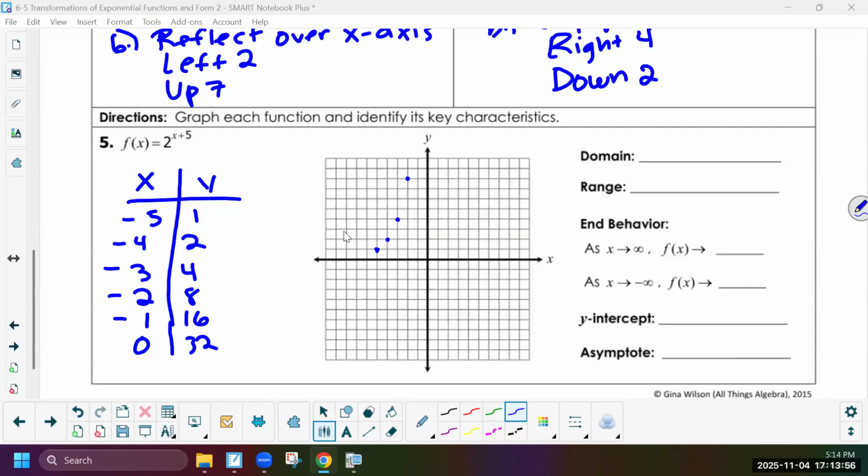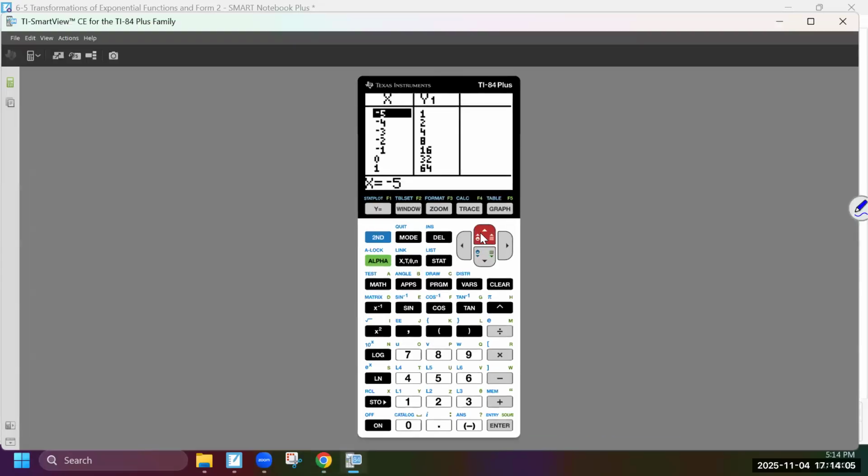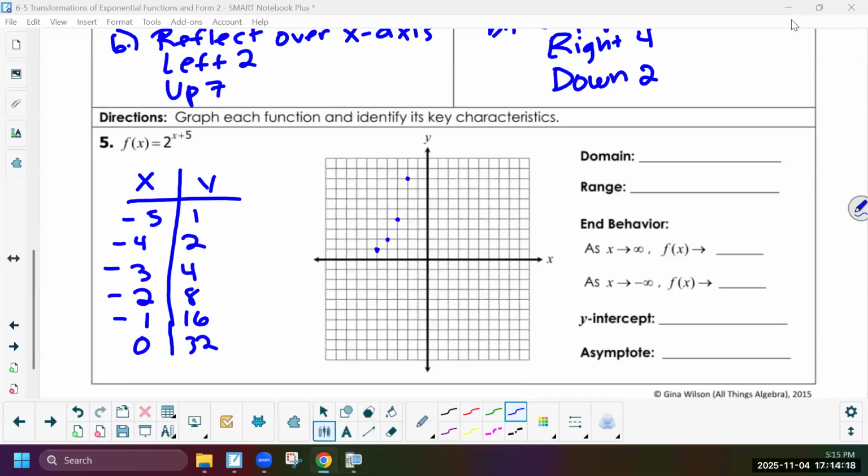And I know that this is going to have an asymptote. If I go back to my calculator and back to my graph, if I keep on scrolling up, you'll notice it's going to get really close to 0, but it's never going to actually touch 0. So that means that my asymptote is going to be 0. So when I'm drawing this, I'm going to have it horizontal to the x-axis and go up like that.